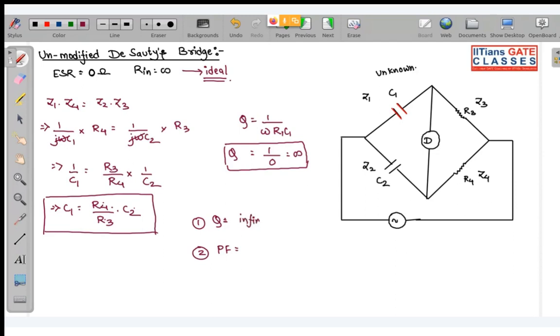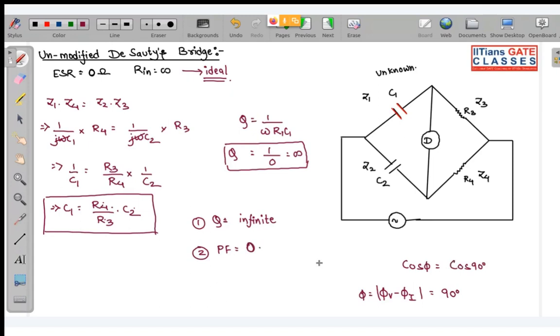What about power factor? What is the power factor of this element? Power factor is cos phi. Phi is phi V minus phi I. We know that in a capacitor the phase of the current leads by 90 degrees. So if I take the modulus, this will always be 90 degrees. So cos phi will be cos 90 degrees. So power factor is 0 for an ideal element.